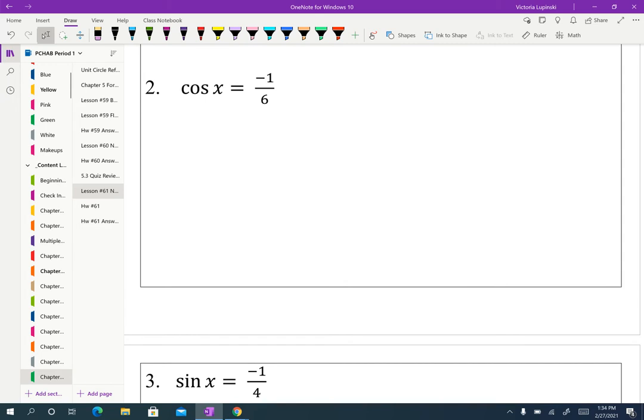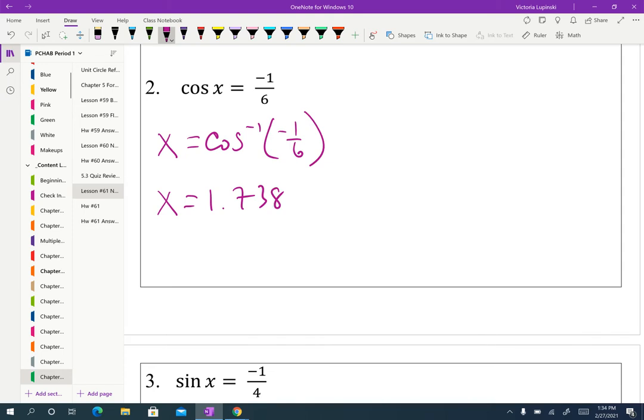So here in number 2, the cosine of x equals -1/6. Again, try as you might on your unit circle, you're not going to find any cosines, which means any x values, that are equal to -1/6. So the way that you get rid of the cosine is by taking the inverse cosine. The inverse cosine of -1/6, again, gives you an answer. The answer in this case turns out to be 1.738. Again, that may or may not be an answer. It depends on your unit circle.